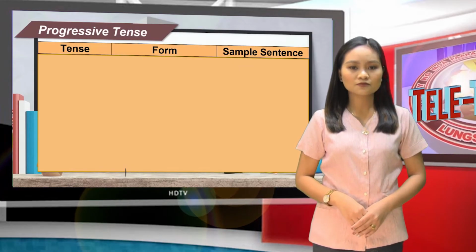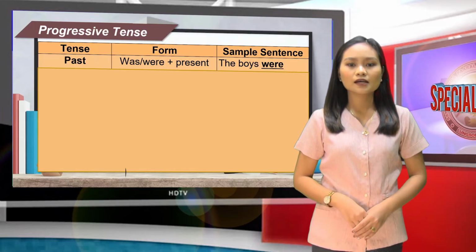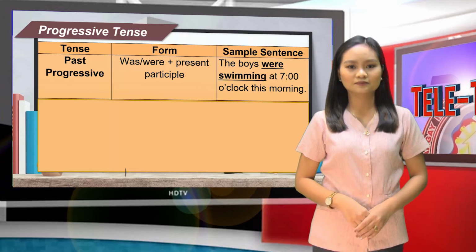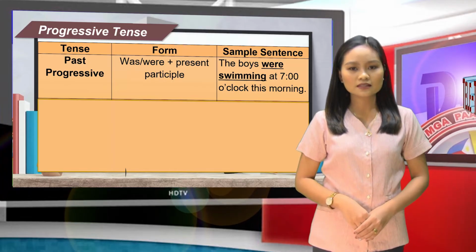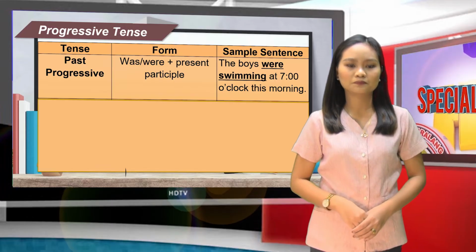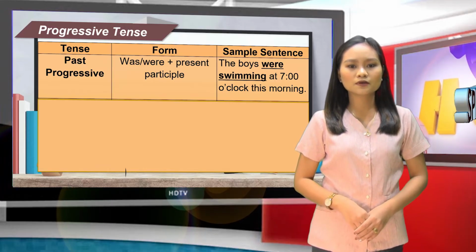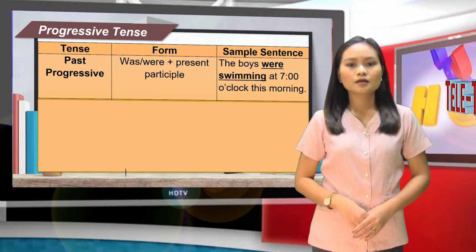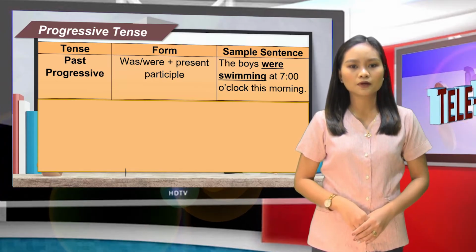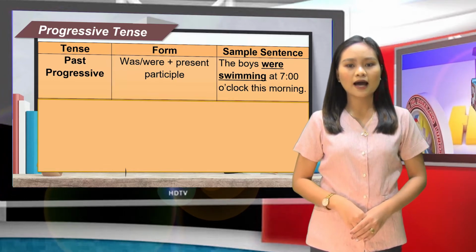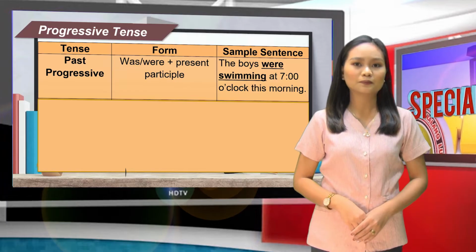Next is the progressive tense of verb. It is the verb form used to express an ongoing action. Just like in the simple tense, we have a formula to follow for the progressive tense of verb. For past progressive tense, we are going to use was or were plus present participle of the verb. We can form the present participle by adding ing to the base form of the verb.